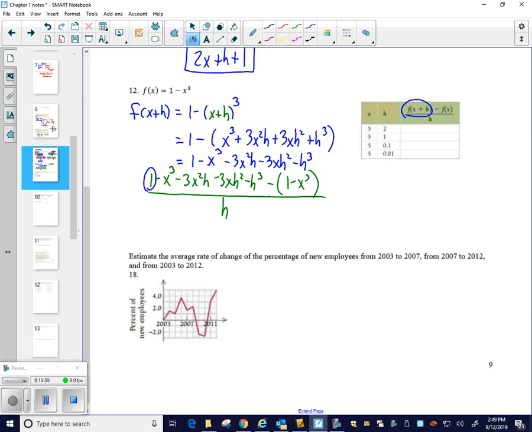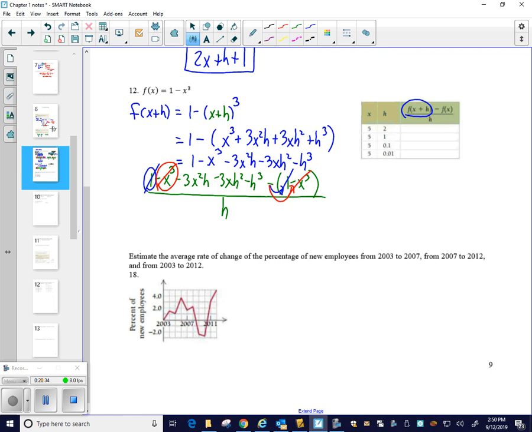So we can make that happen because I have a 1 here that does not have an h attached to it, but I also have a minus 1 right here. So those are going to cancel out. The next term I have is a negative x cubed. There's no h attached to that. But over here, and this is where you have to be careful, I have a minus x cubed. Remember, minus minus makes plus. So I have a minus x cubed in the first one and a plus x cubed in the second one. These are going to cancel out. Those are gone.